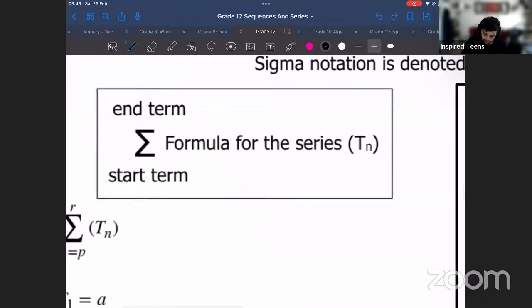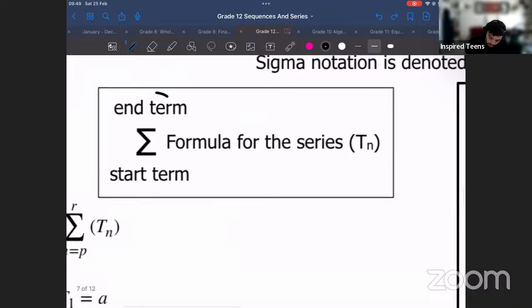So let's look at the format. We have our sigma, and then on top we have the end term and the start term. These are in terms of n. What is our start term? Is it the 5th term? Is it the 6th term? What's our end term? Is it the 27th term? Is it the 4th term? Or whatever term is our end term. Then we have the sigma, and then we have the formula of the series, which is Tn, very important.